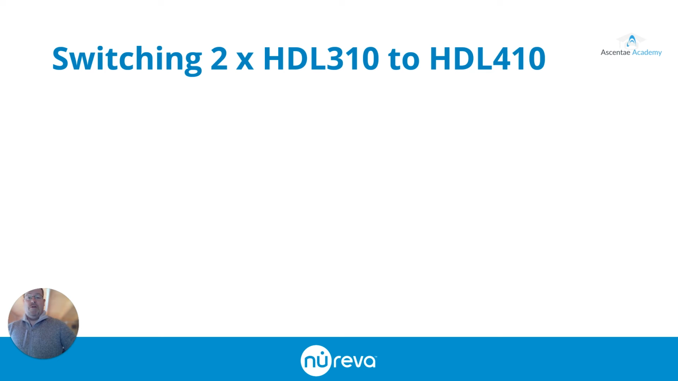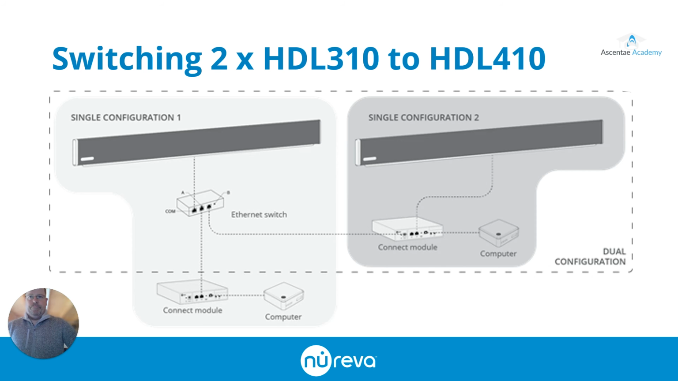But a much more common scenario is when you have 2 independent soundbars, 1 in each room, and then you want to open it up and have 1 single dual soundbar solution. So in this scenario, we're switching 2 HDL 310s into a single HDL 410. And this looks slightly more complicated, however, it's really not. If we look at the room on the left, first of all, we have our soundbar going into the Ethernet switch.